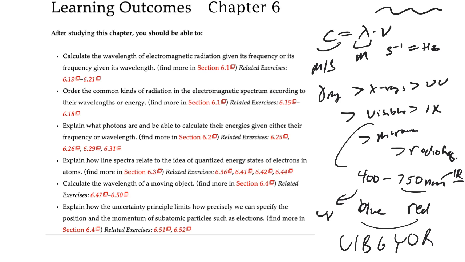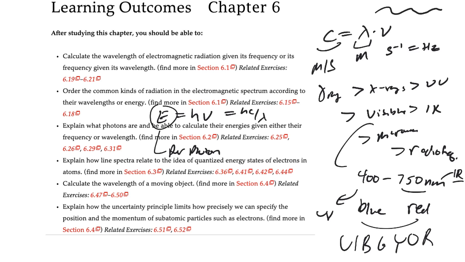So explain what photons are and be able to calculate their energies. So photons are just an individual light wave. We can describe the energy of a photon, E is equal to h nu, or hc over lambda. You should be able to use those equations very easily to calculate the energy. This is just the energy of one photon.